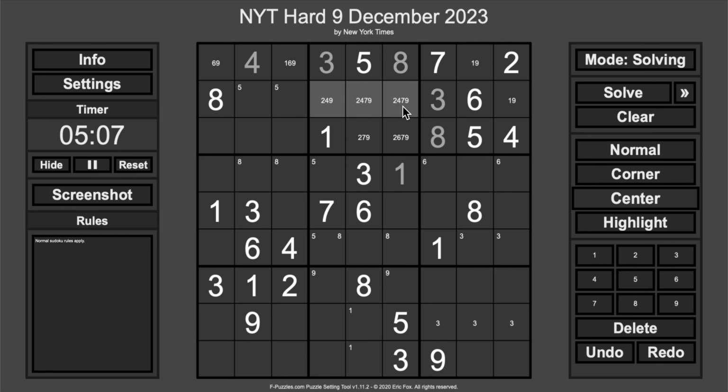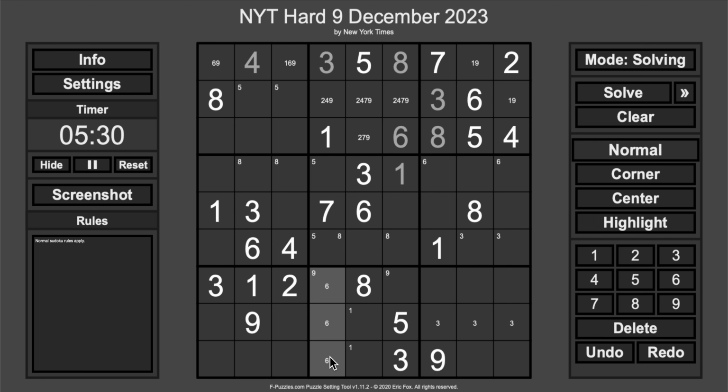Okay, so this 6 rules these out. This 6 rules that out. Guess what? That's a 6. I've got 6 down here someplace. 1, 3, 6, 7, 8.